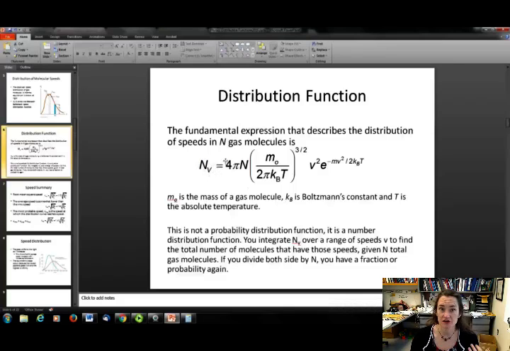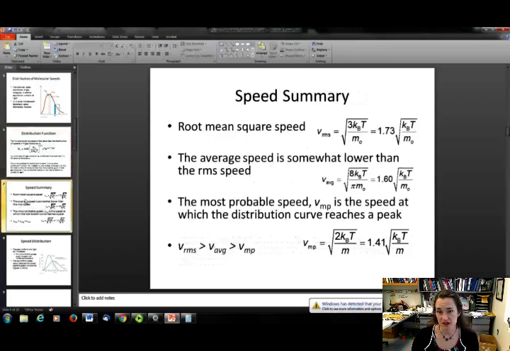You could easily convert it, however, to a fraction just by dividing both sides by N. And once you do that, you've got yourself a fractional distribution function, which is what we're kind of used to. There's a lot of constants out here in front of the function, and that's because once you divide by N, you get n_v over N, then you've already got a normalized distribution function. So this has already been normalized. So everything like that is taken care of.